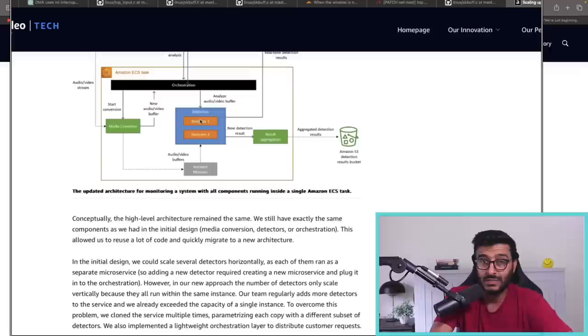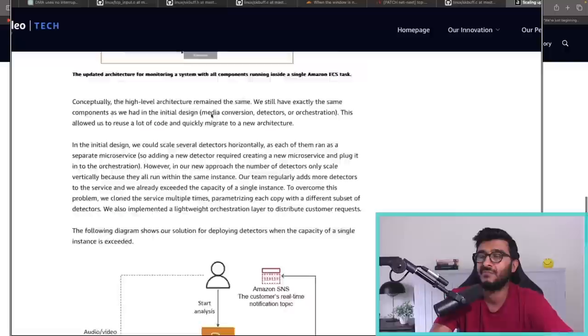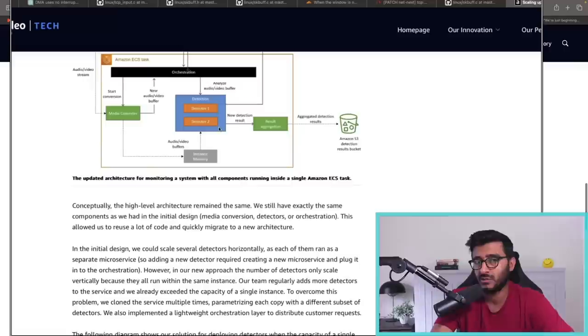The problem is that now that box is reaching its limit. Let's say you spin up one or multiple processes. I think that's what they're doing: they're spinning up multiple processes, where each detector is a process or a thread, whatever. But that's what they're doing, right? So each detector, I think, is its own process.